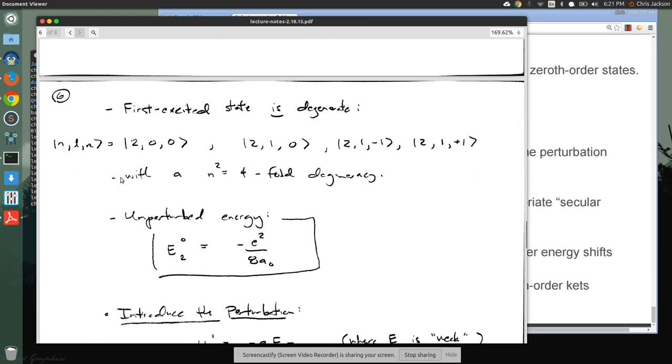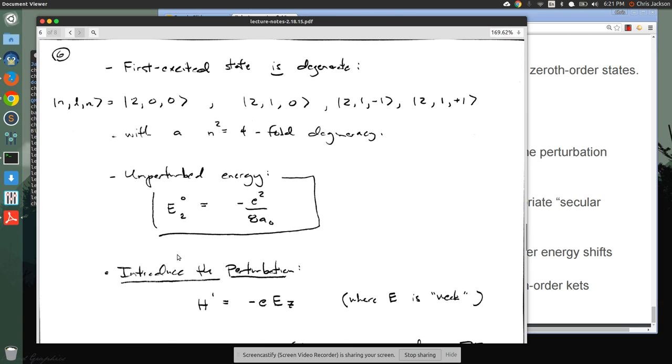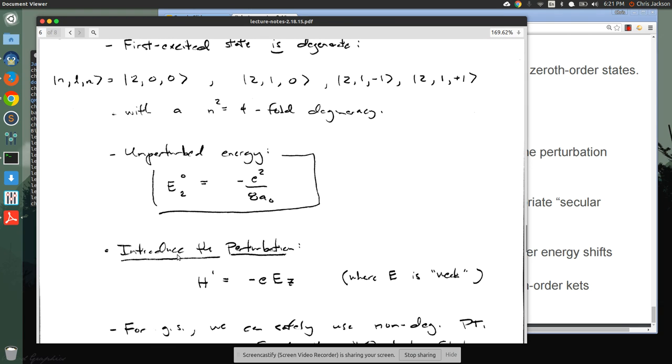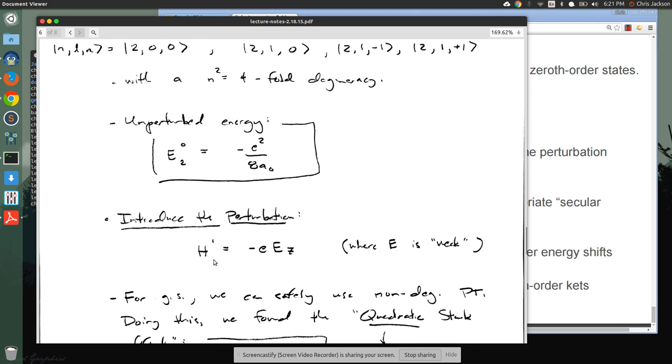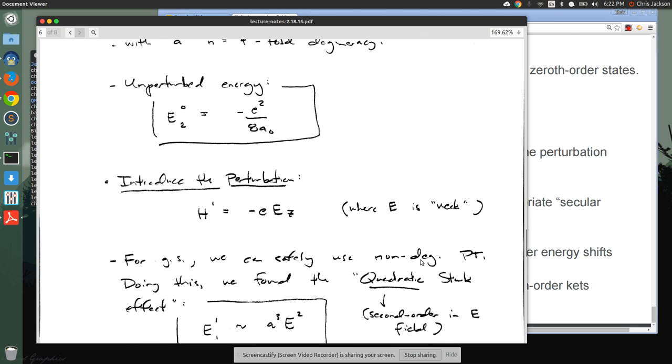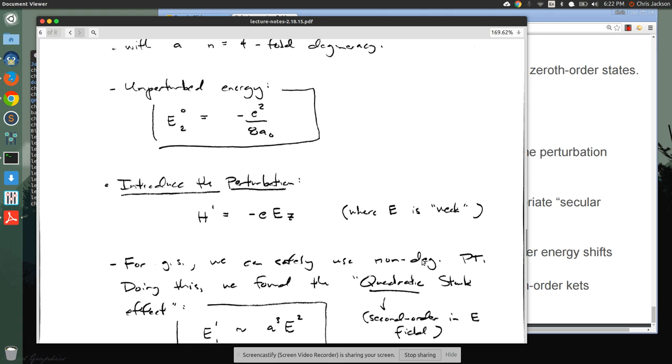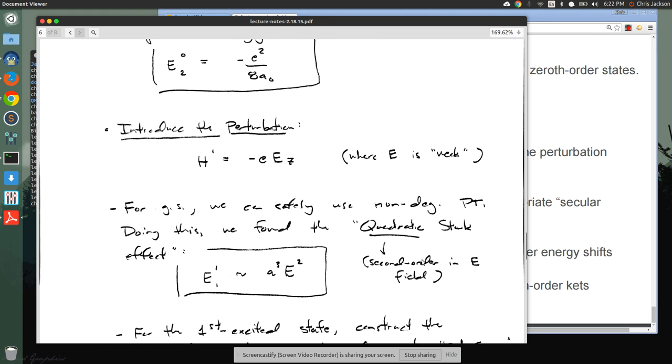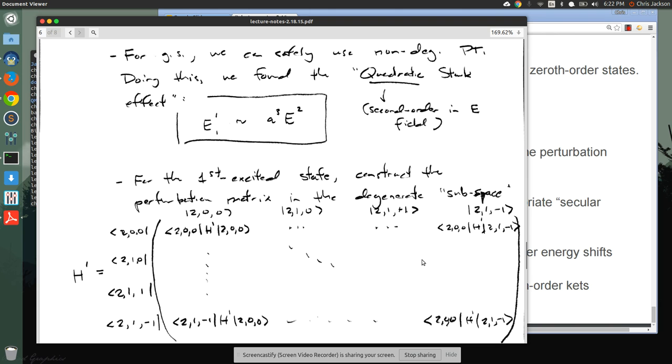All right, so we have a fourfold degeneracy, and we can compute the unperturbed energy. We know the formula for that. Now let's introduce our perturbation. We're going to turn on this uniform electric field, and we're going to point it in the z direction. Here we're considering where E is a weak field, so it is a perturbation. It's not the dominant piece of the Hamiltonian. The Coulomb potential takes care of that. This is a repeat of what I just said, the quadratic Stark effect.